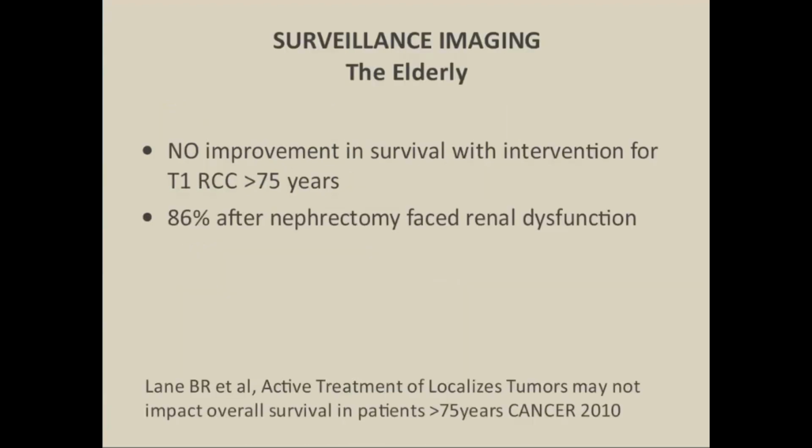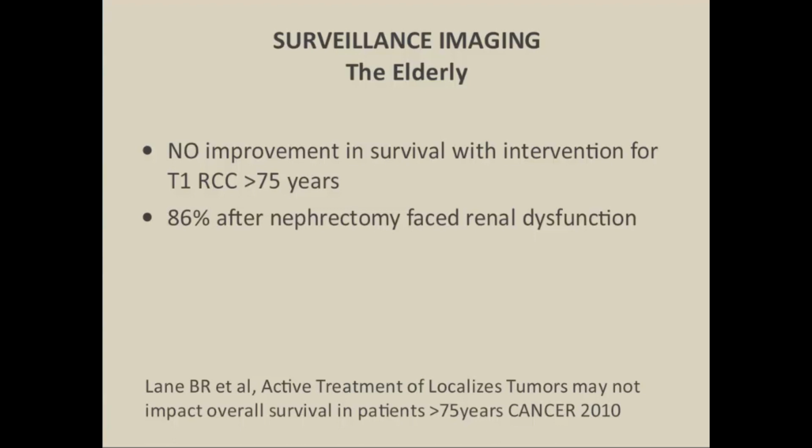Surveillance imaging for the elderly is an even more suspect phenomenon, because now the geriatric number is 75. I went to the chief of geriatrics and said, what do you call a geriatric patient? He said, 75 is the number. The American Academy of Geriatric Physicians call 75 and up. So at 75 and up, interestingly, we found that you're better off leaving these alone. If you have a T1 lesion, no matter what you do, you're not going to help the patient. The limited longevity and the amount of renal dysfunction we're going to cause by doing a nephrectomy, partial nephrectomy, or even ablation outweighs getting involved.